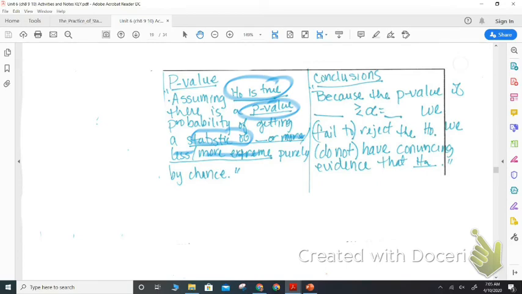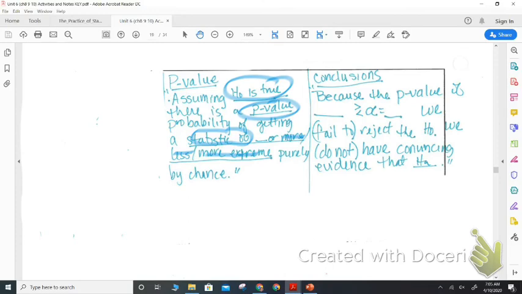So if we were to go back to that basketball problem, our p-value sentence would be something along the lines of, assuming that this person was really an 80% free thrower, there is a 0.75% probability of getting a sample statistic of 64% shots made or less purely by chance.